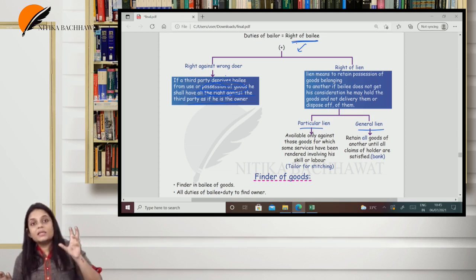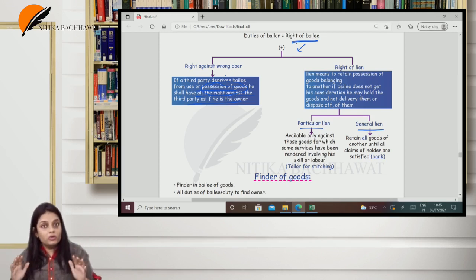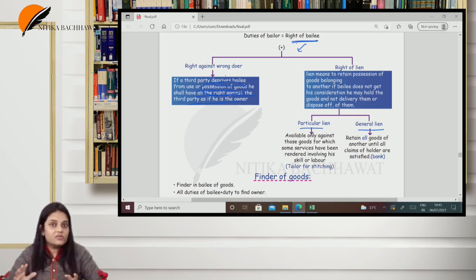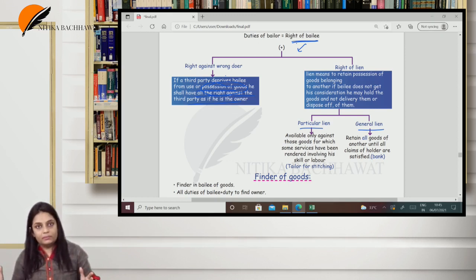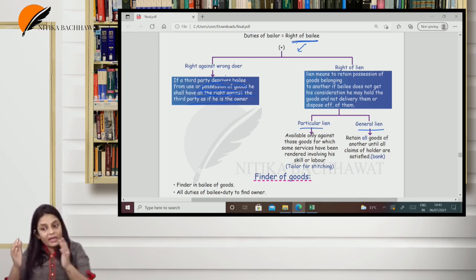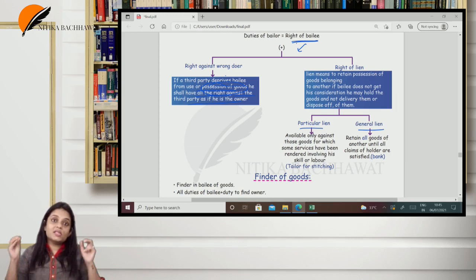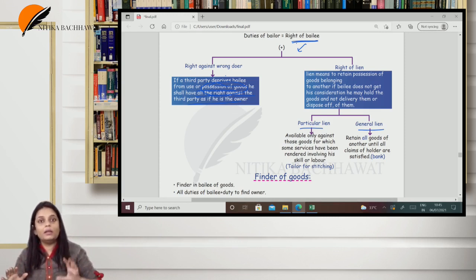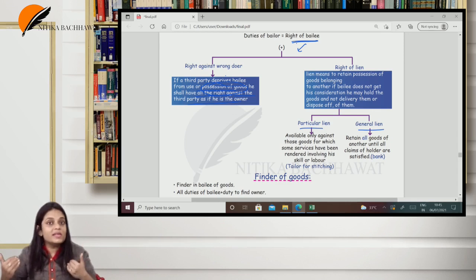When a person uses his skill over my goods, and I don't pay him the charges for that, he has a right to retain the goods. But please understand, he can only retain that part for which I am not paying. Can he retain all the 3 shirts? No. But he can retain that 1 shirt for which I have not paid. So what is particular lien? When the bailee uses his skill over the goods and is not paid for that, he can exercise a lien over that part of the goods for which he has not received the money.